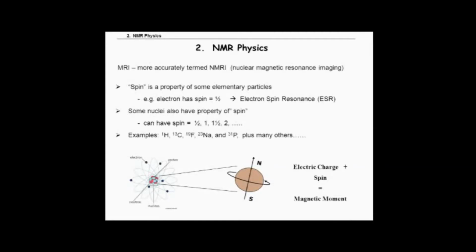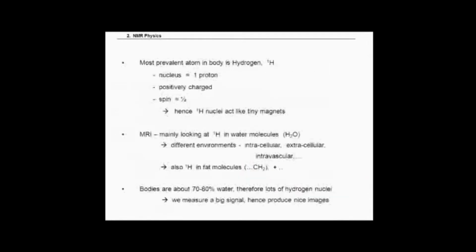So, as the term suggests, we're actually focusing on the nucleus of atoms, and it turns out that there are a lot of protons in the nucleus with positive electric charge. So a positive electric charge which is spinning gives rise to a magnetic moment. So we can consider the nuclei to act like small magnetic dipoles, North Pole, South Pole. And this has formed the basis of the physics of the MRI technique itself.